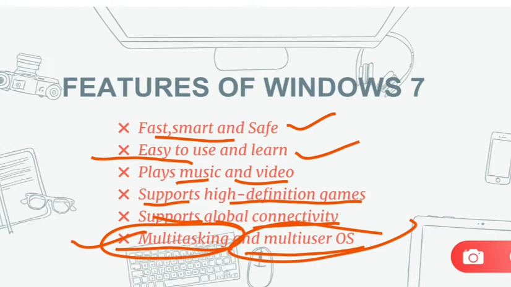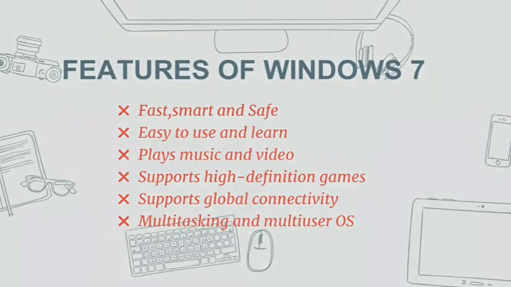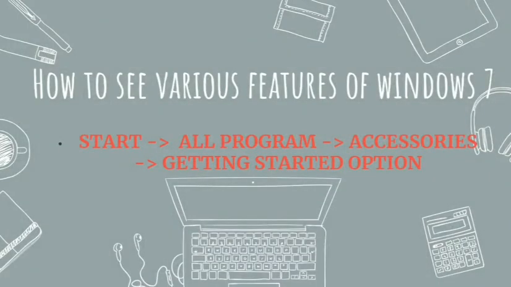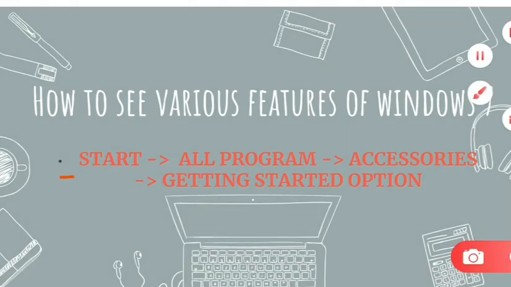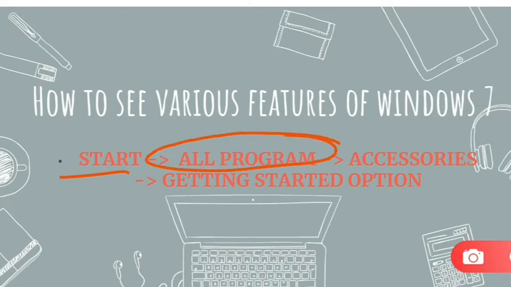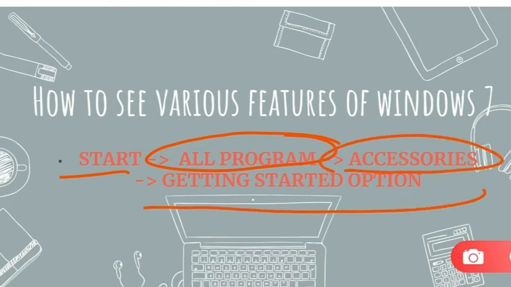Move to the next heading, that is how to see various features of Windows 7. If we want to see more features of Windows 7, how can we open that? For opening that we have to click on the start button. In the start button you will get All Programs. Under All Programs you will get Accessories. In Accessories you will get the Getting Started option. In that Getting Started option you are able to see the various features of Windows 7.